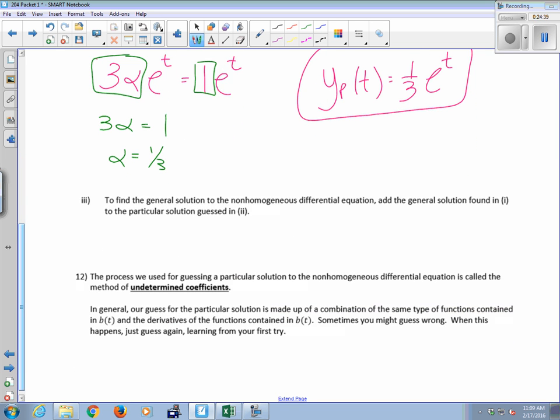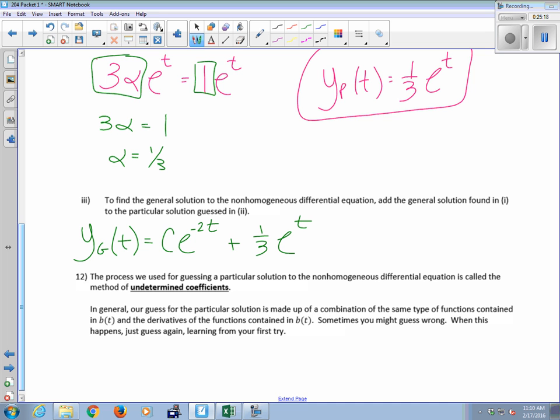So to find the general solution, we just have to add y h and y p, y homogeneous and y particular. So my general solution is my homogeneous solution, c e to the negative 2t, added to my y particular, 1/3 e to the t. That process we used to guess the particular solution, where we guessed the format and solved for the coefficient, is called the method of undetermined coefficients.